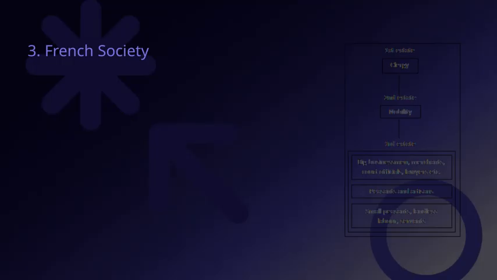Let's take a closer look at French society during this period. French society was quite complex, with a highly stratified social structure. At the top, you had the monarchy and the nobility, who held a great deal of power and privilege. Below them, there was a growing bourgeoisie, a rising middle class that was gaining influence through commerce and industry. Then, at the bottom, the common people, including peasants and urban workers, faced many hardships and had limited rights.